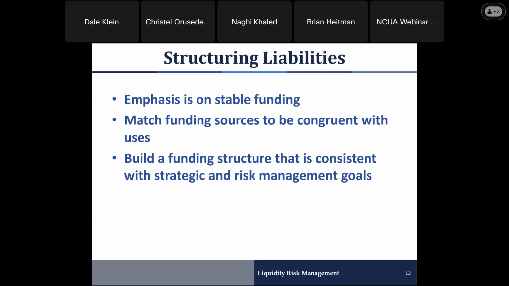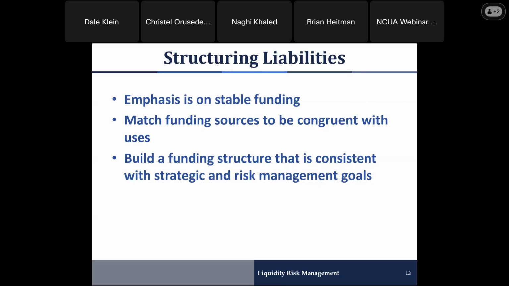Matched funding is the second aspect of liability structuring I will discuss. Matching the maturities of assets and liabilities is crucial for managing interest rate and liquidity risks. Credit unions typically use a mix of short-term and long-term liabilities to fund their assets. By aligning the maturities of these liabilities with the expected cash flows from assets, credit unions can reduce the risk of funding mismatches and interest rate fluctuations. This approach helps ensure the credit union meets its financial obligations while optimizing its balance sheet structure.